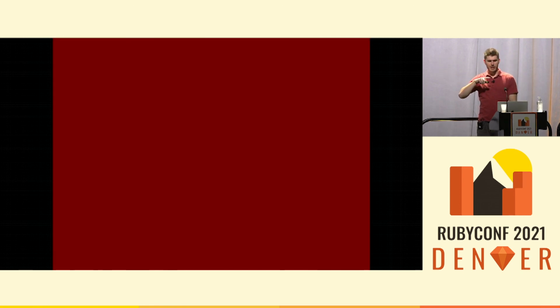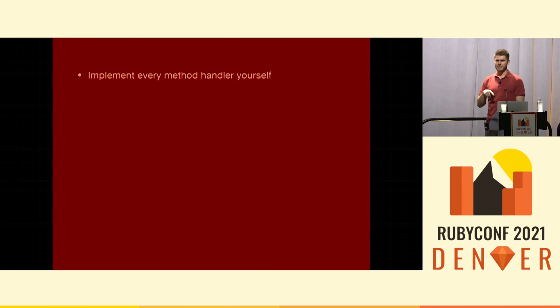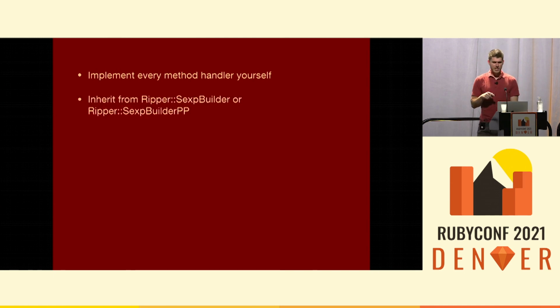So what are your options? If you want to use Ripper, you can implement every method handler yourself, which is fine. You can do it. You can inherit from Ripper::SexpBuilder or Ripper::SexpBuilderPP, or you can do some combination of both. As we saw with the comment handler earlier, it just worked. You can just get your tokens out. It's fine.